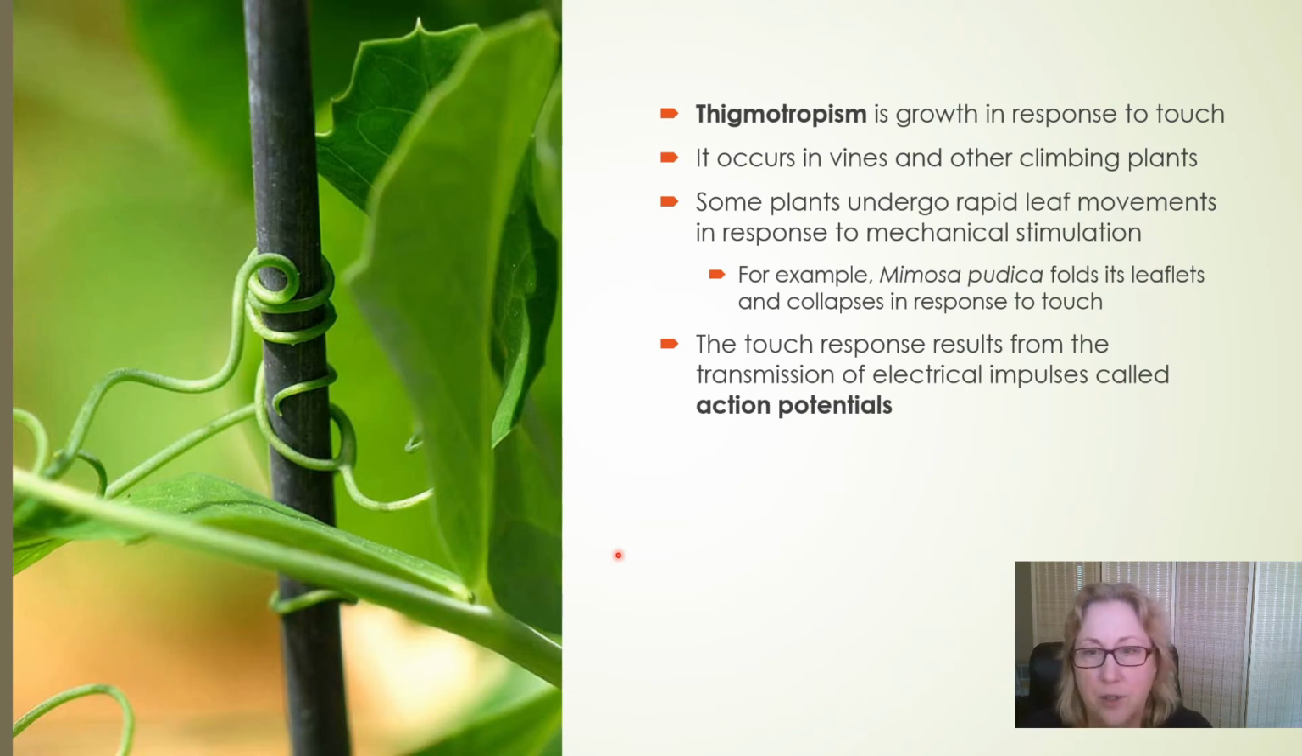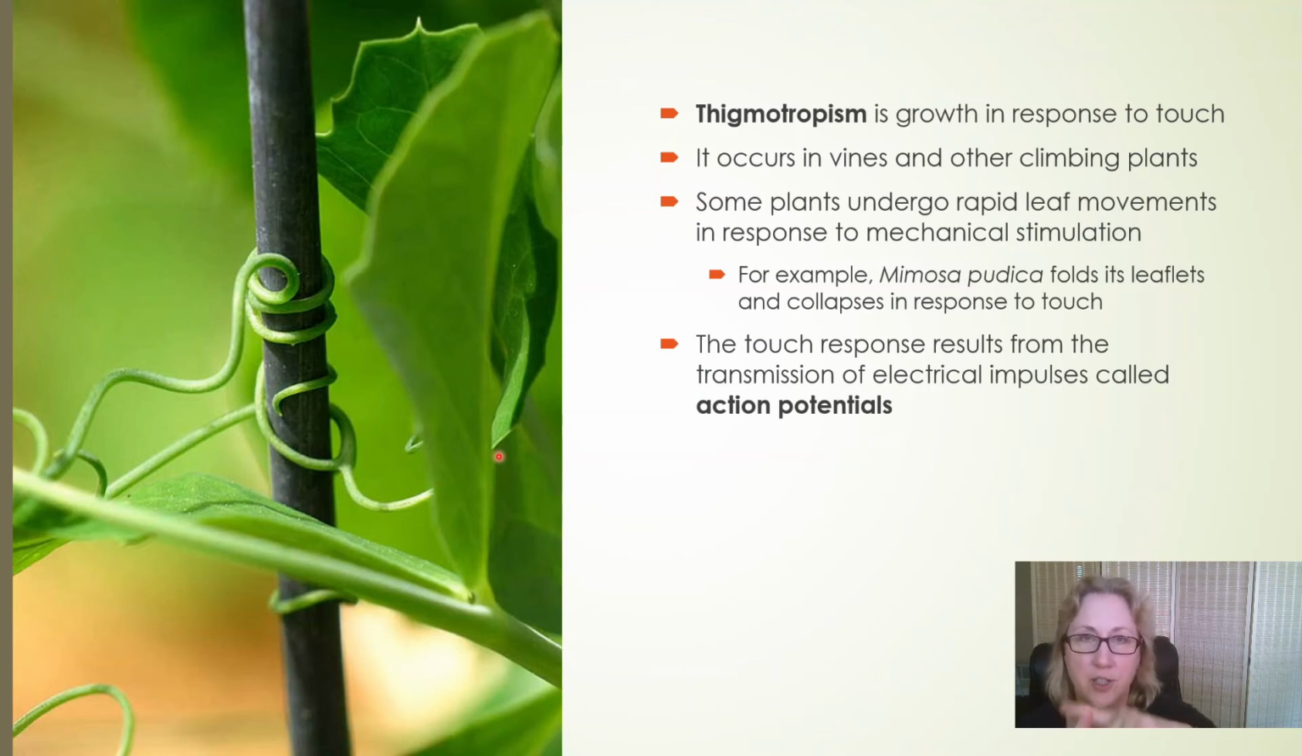Thigmotropism is also what we call the way that specialized leaves in climbing plants move in response to touch. So these little pea tendrils here, they're specialized leaves. They stick out initially straight, and as the pea tries to find support, they slowly swing around in a circle. And then when it hits something, they coil around it.